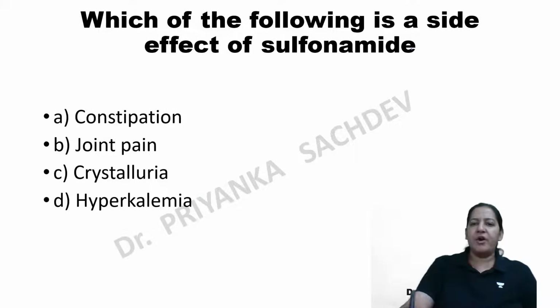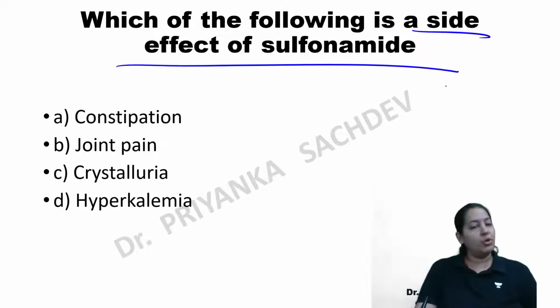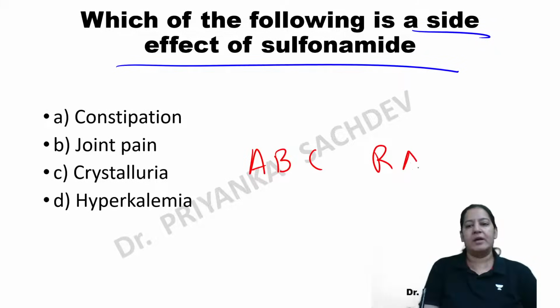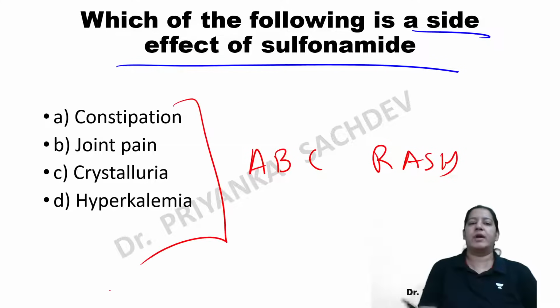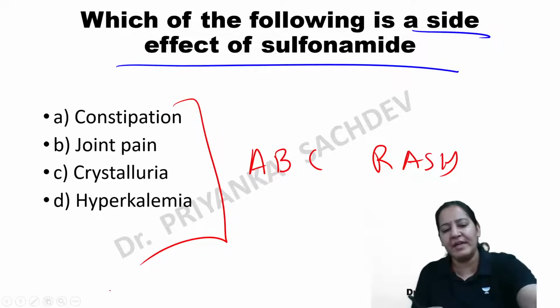You all are right. Which of the following is the side effect of sulfonamide? You know the mnemonic. What is the side effect mnemonic? The mnemonic is ABC rash. Apply the mnemonic and see which of them is coming in this mnemonic. Which of them is the side effect of sulfonamide?